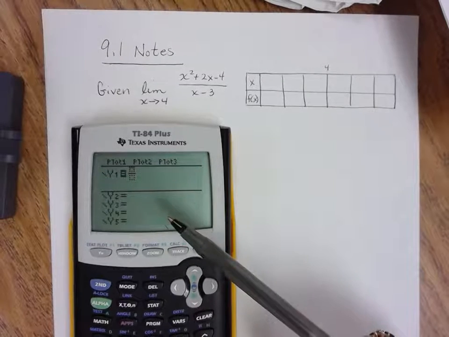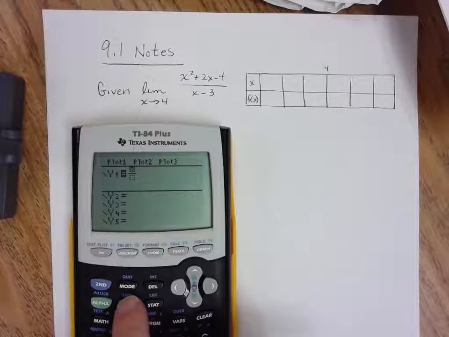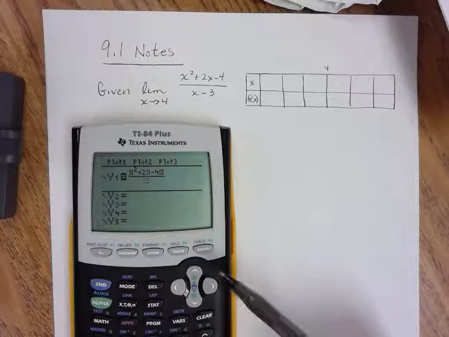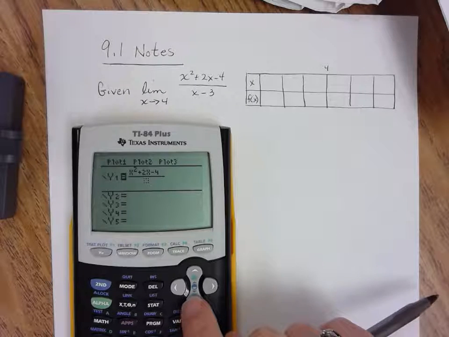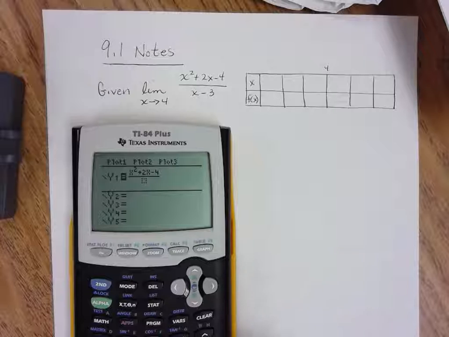Now I've got a fraction and I'm going to type in x squared. My variable button is the X,T,theta,n button. It just always puts an x. I hit the x squared button, puts me an exponent of 2, plus 2x minus 4 in the numerator. You've got to be careful. It has to be the minus button, not the negative button at the very bottom. Arrow down to the denominator and put an x minus 3.